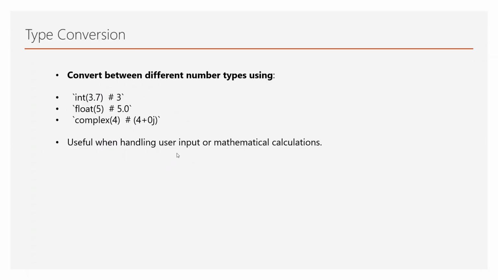Now let us understand type conversion. Sometimes you may need to convert numbers between types, such as converting a float to an integer. Python provides built-in functions for this purpose. You can see here, integer of 3.7. What will be the integer? That decimal number 3.7 will get converted to an integer, which is 3.